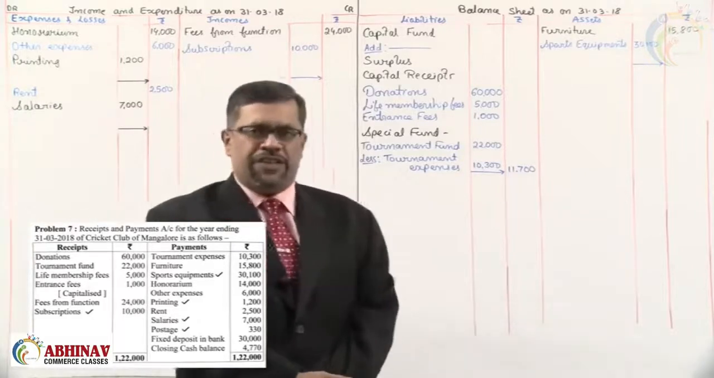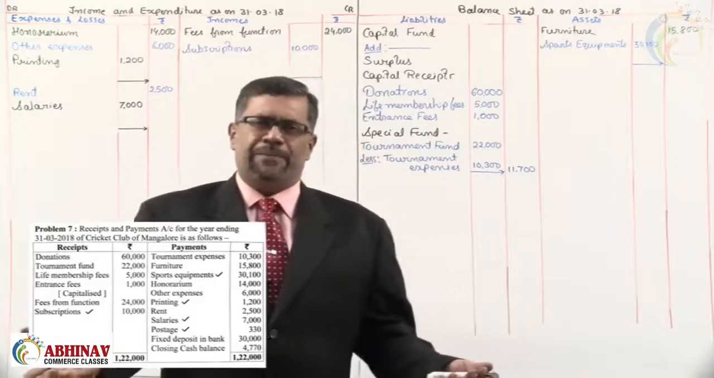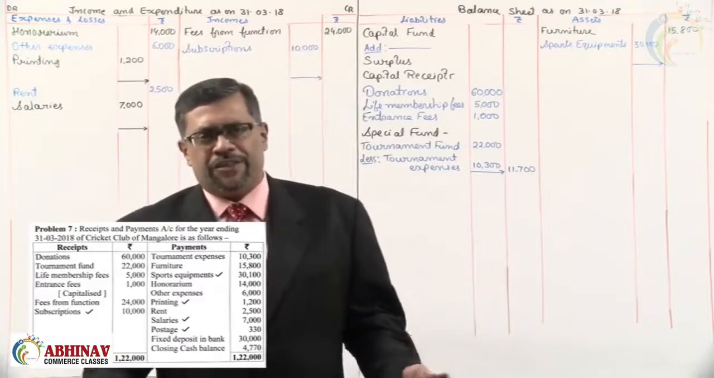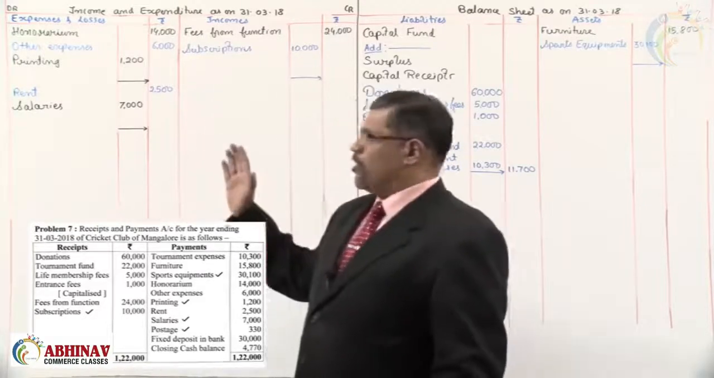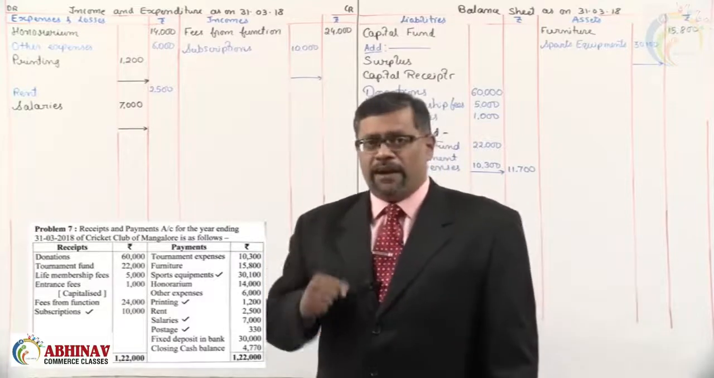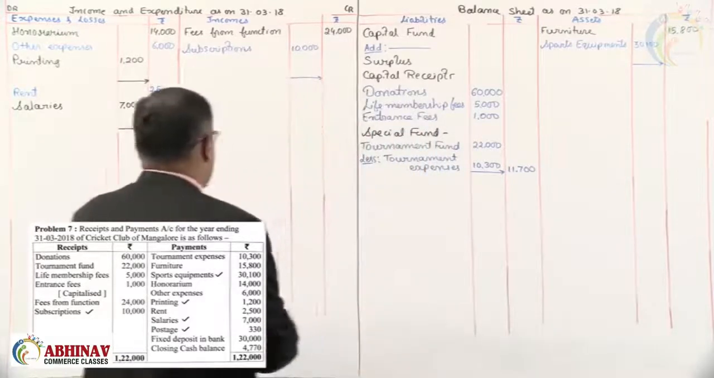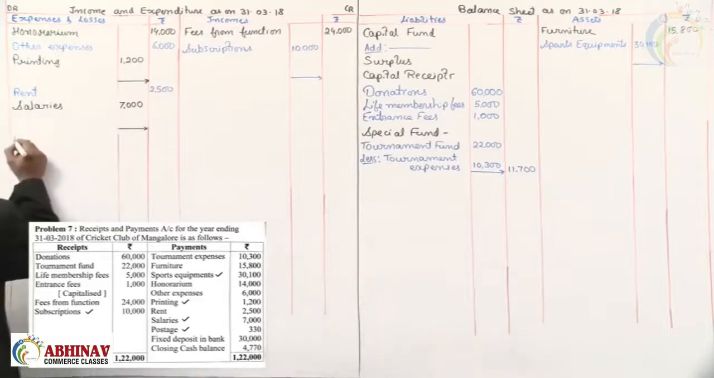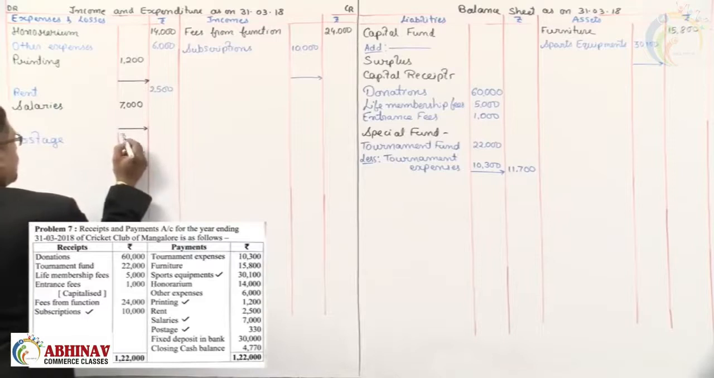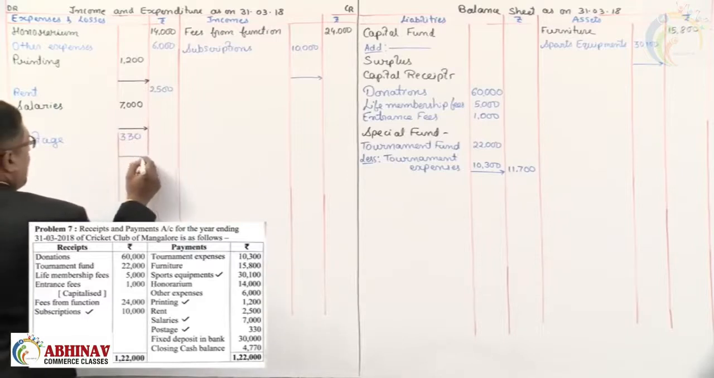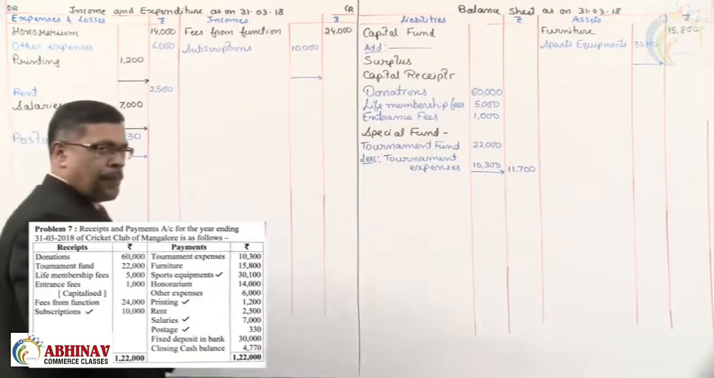The next, postage. Postage, stamps, again a revenue expenditure. Revenue expenditure, we have to record it in the account. Do we have a tick mark? Yes. That means it has an adjustment. We'll take it in the inner column. Postage, rupees 330. And immediately leave a line.